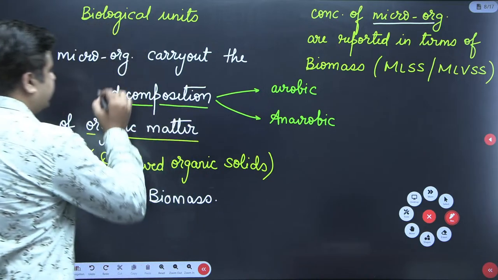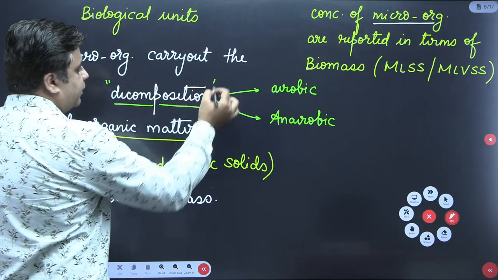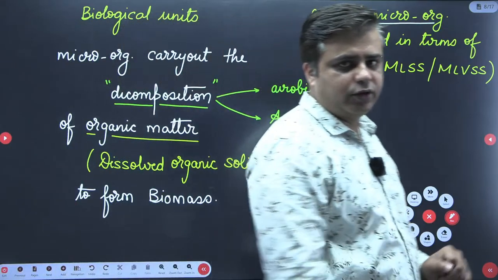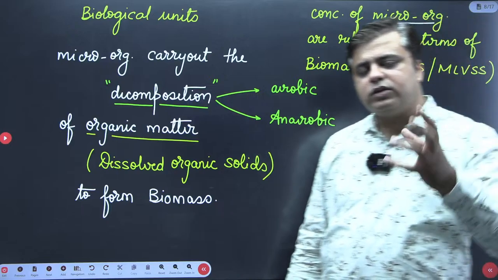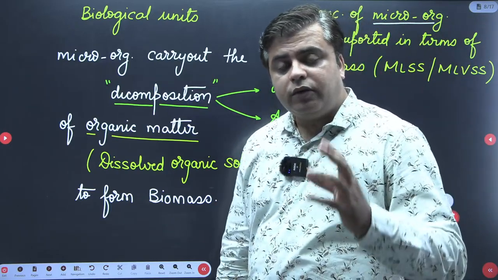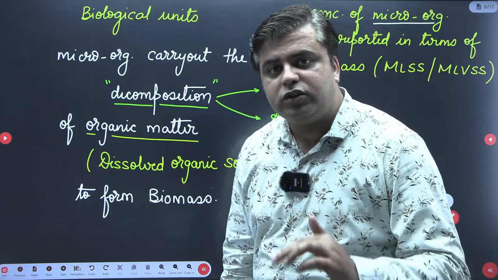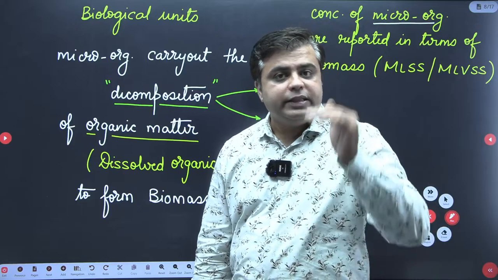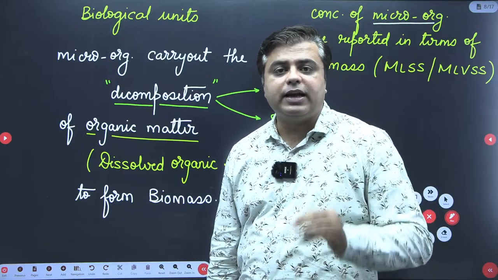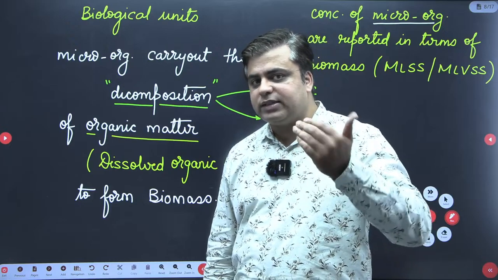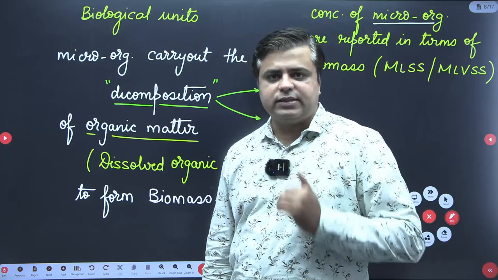This is the type of decomposition that can happen. Either it can be an aerobic decomposition or anaerobic decomposition. So, this is the overall scenario of all the biological units. Based on whether the decomposition in the biological unit is happening in the presence or the absence of oxygen, these biological units can be classified into two categories, either as aerobic systems or anaerobic systems.